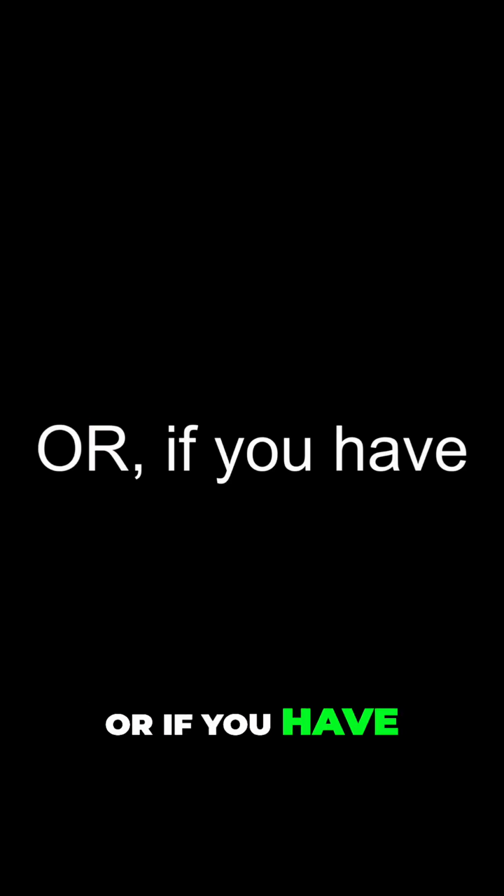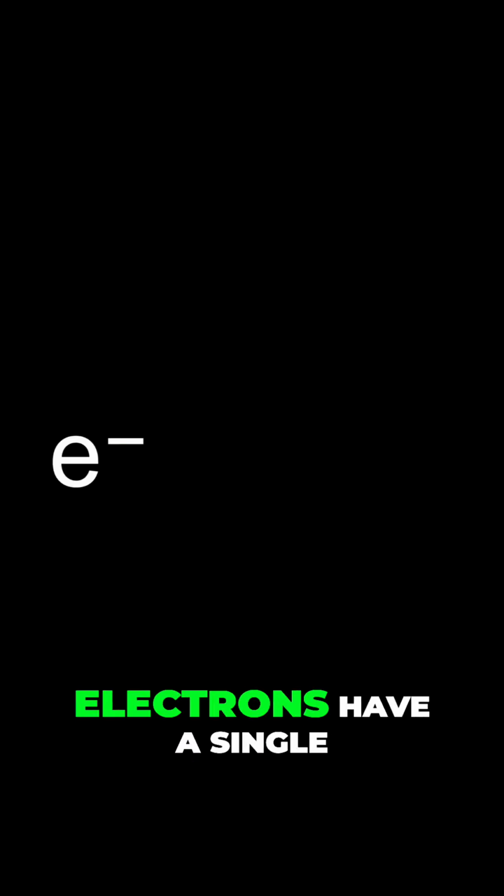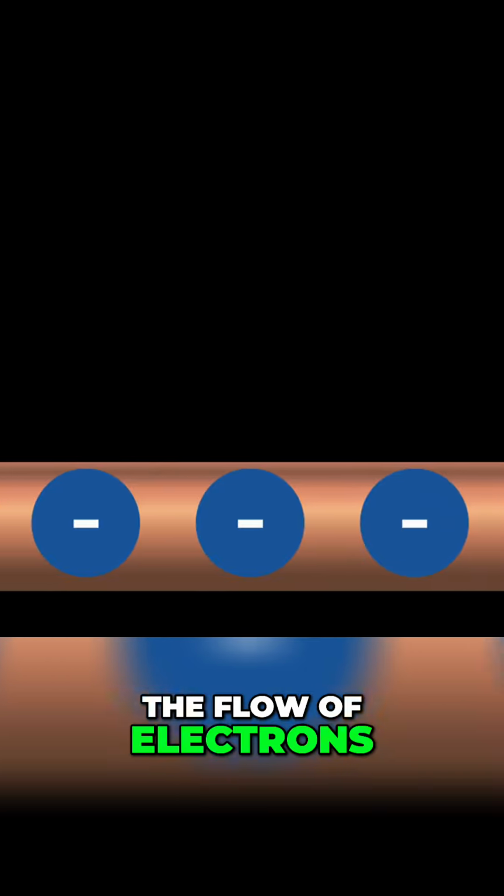Objects have a fancy something called a charge. It can be positive or negative, or if you have the same amount of both, an object is neutral. Electrons have a single negative charge. The flow of electrons is called electric current.